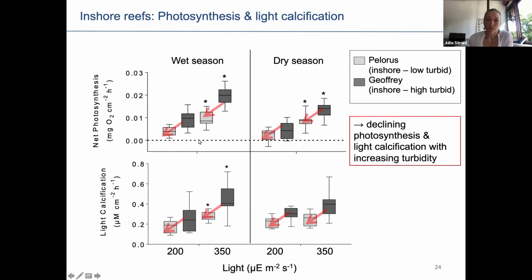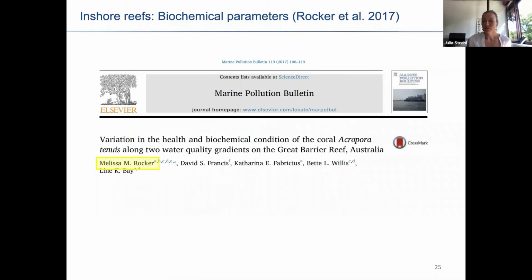On the other hand, when reducing the light availability, you can see that during the wet season and the dry season, and at both reefs, Pelorus shown in lighter gray and Jeffrey shown in darker gray, productivity is reduced sometimes by more than 50%. So if you imagine a flood plume during the wet season, corals will be actually strongly impacted. And this can lead to a reduced skeletal density, which was shown by Melissa Rocca in her study here, published in 2017 in the Marine Pollution Bulletin.